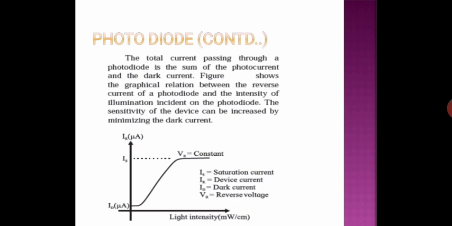The total current passing through a photodiode is the sum of the photoelectric current and the dark current, which is shown in the figure. The figure shows the graphical relation between the reverse current of a photodiode and the intensity of illumination incident on the photodiode. The sensitivity of the device can be increased by minimizing the dark current. The characteristics are shown in the figure.